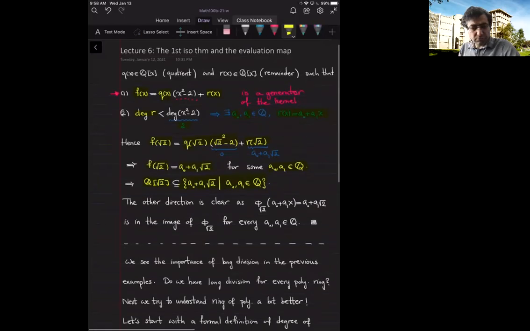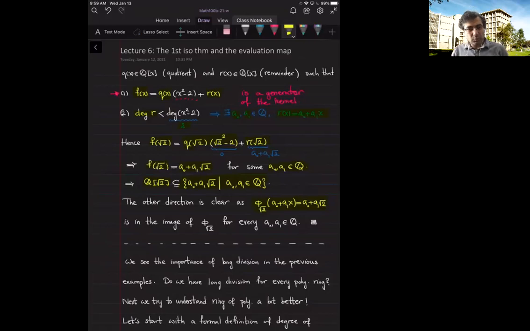Now, to show the other direction, it's rather easy. I've already pointed out that every element in the set a sub 0 plus a sub 1 root 2 is in fact evaluating this linear polynomial, or maybe a zero polynomial or constant polynomial, at root 2. So definitely it is in the image of the evaluation map.